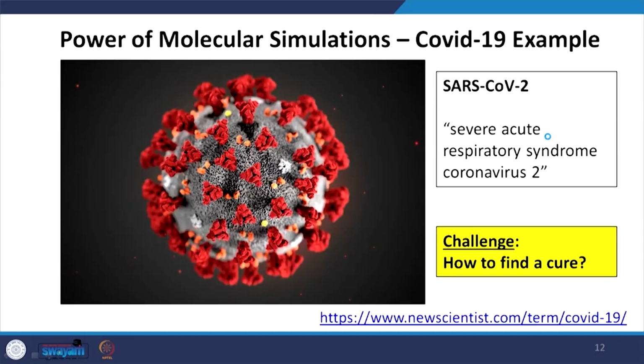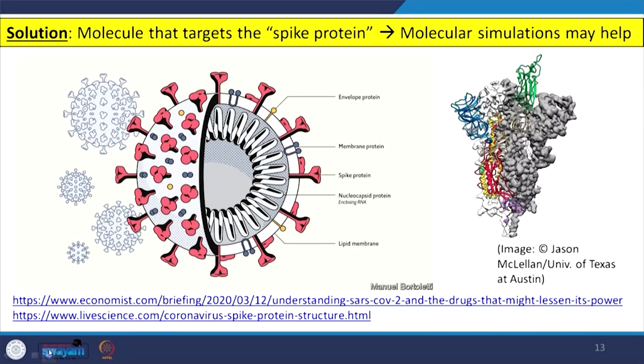So, just to briefly tell you about the power of molecular simulation, let me touch upon a very famous example that you may have come across. This is the COVID-19 virus, SARS-CoV-2, and the challenge that the world faced was how to find a cure for this virus, how to develop a vaccine, and ultimately molecular simulations can help there. And how will it do that? If I look at this particular virus, ultimately it is going to be a molecule, right, and this is how the molecule looks.